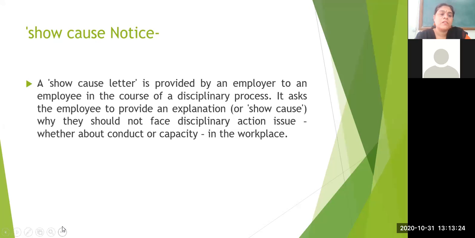Now we are switching to the show cause notice. Okay. So we are moving towards a show cause notice. Before starting with the show cause notice, any one of you, any idea about what is meant by show cause notice? Whether this word is new to you, have you heard this word?